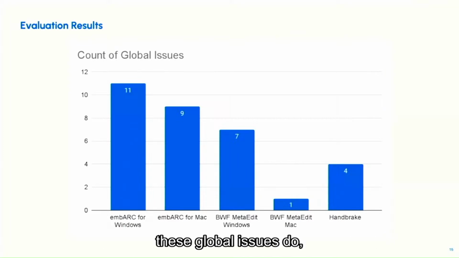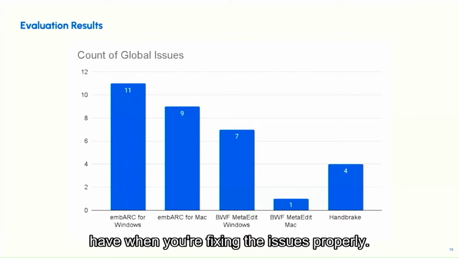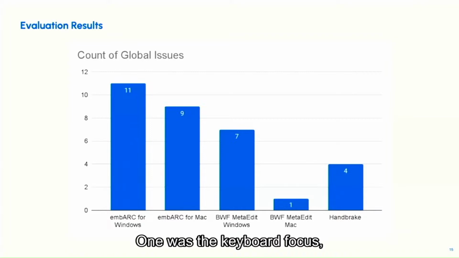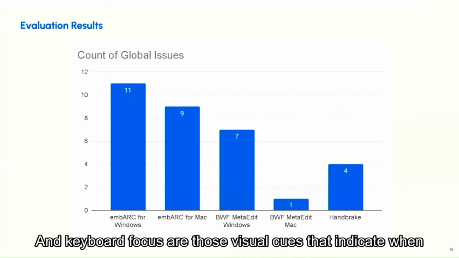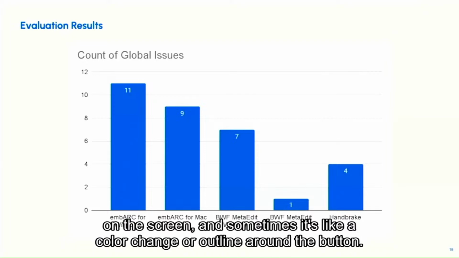These global issues matter because of the high visibility and the wide impact it might have when you fix the issues properly. I'll give you two examples of the global issues in Embark. One was the keyboard focus, almost non-existent in Embark. And keyboard focus are those visual cues that indicate when the input is moving, when you tab on the keyboard on the screen. Sometimes it's a color change or outline around the button.